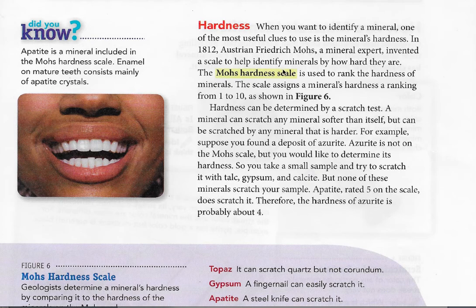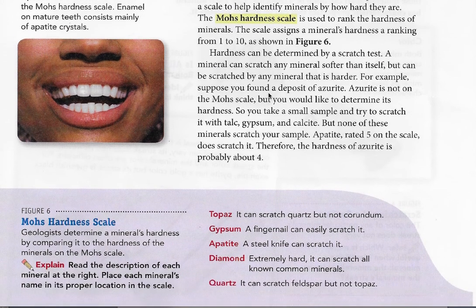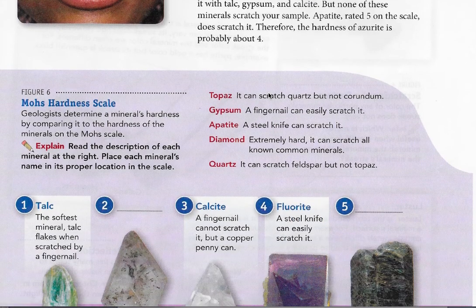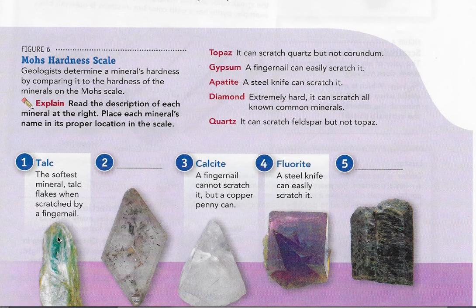So here it is, Mohs hardness scale, write that in your notes. Is used to rank the hardness of minerals from 1 to 10. 1 being the softest, 10 being the hardest. So here you go. The softest mineral on Earth is talc. Ever heard of talcum powder? That's what makes up baby powder. Talc flakes when scratched by a fingernail.